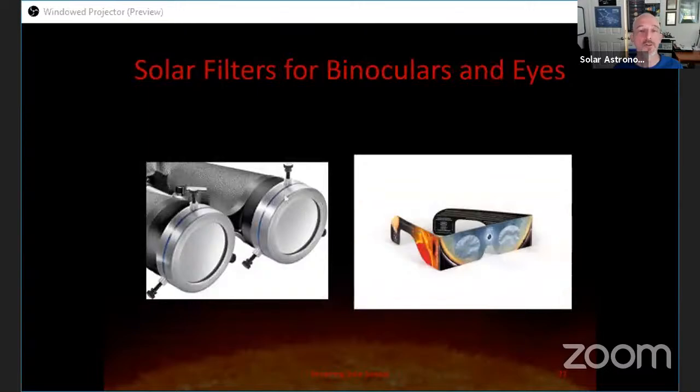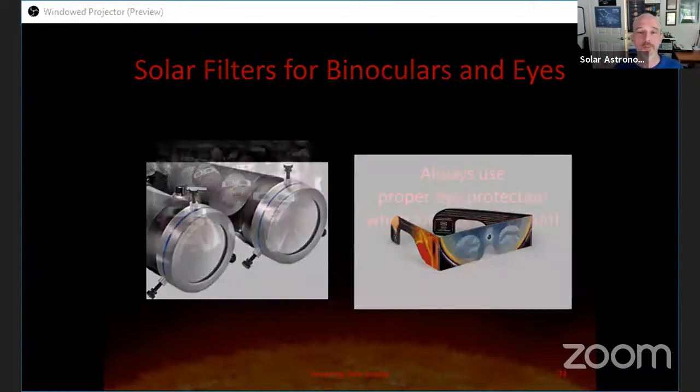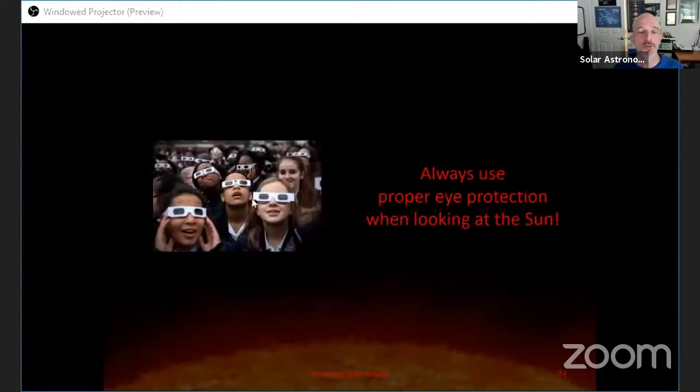Here's the same kind of thing for binoculars. So if you want to look at the sun through binoculars, you can do that with the proper filtering. And then here on the right side are sunglasses, right, that we use during solar eclipses, for example. So you can put these right on your face, and with that you can look straight at the sun safely, just like all these folks are doing here.